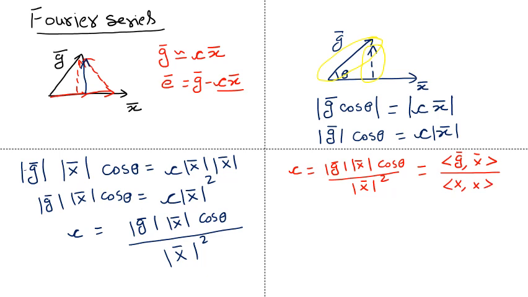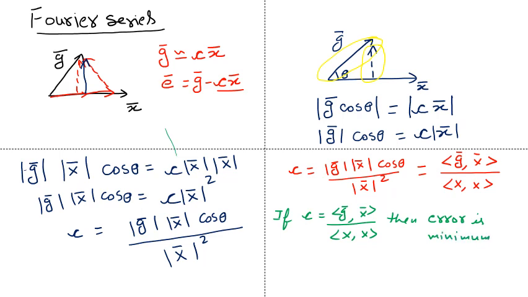So finally we can write a statement: if c is equal to this, then the error is minimum.